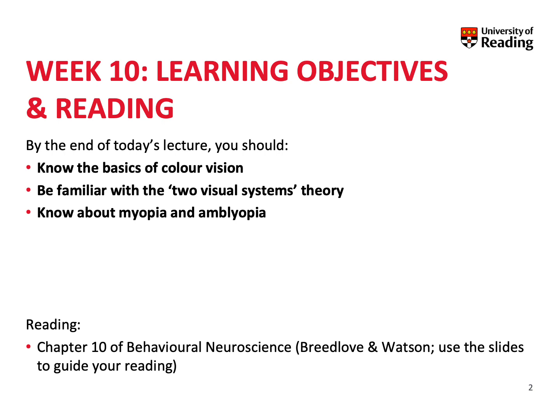Today's learning objectives are mainly, the biggest one is to cover the basics of colour vision, but also we're going to take a look at the Milner and Goodale two visual systems theory and get you to know a little bit about myopia, which is short-sightedness, and amblyopia, which you may know of as when a child has one lazy eye that requires them to wear a patch at school. All of the learning objectives for today are further supported by reading chapter 10 of your Breedlove and Watson textbook.